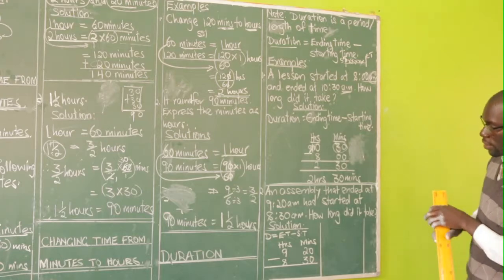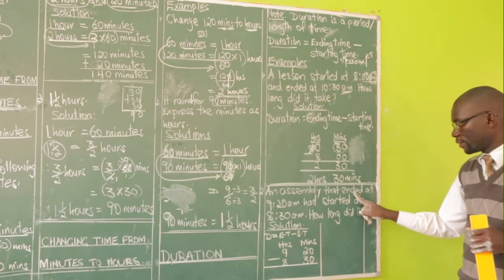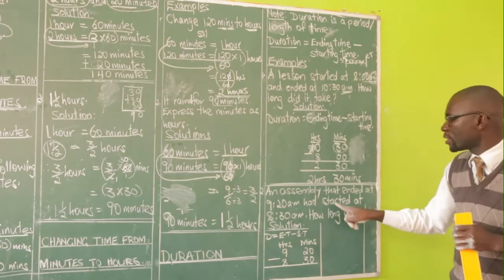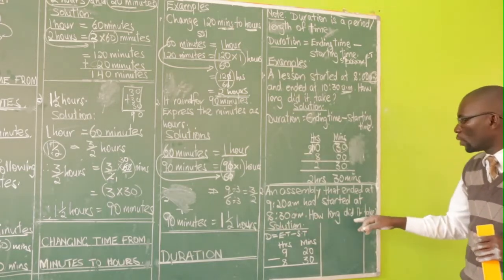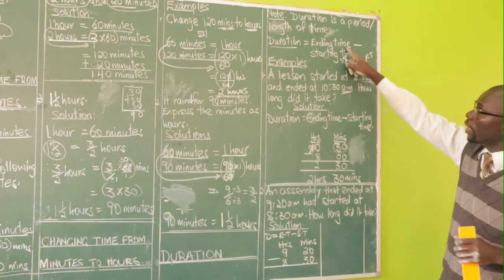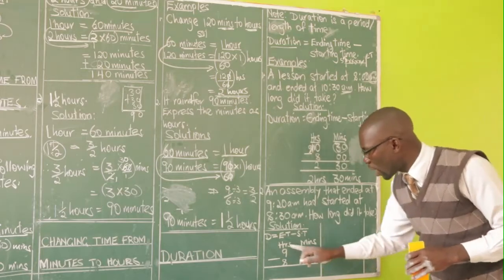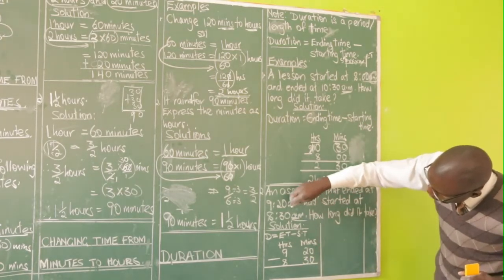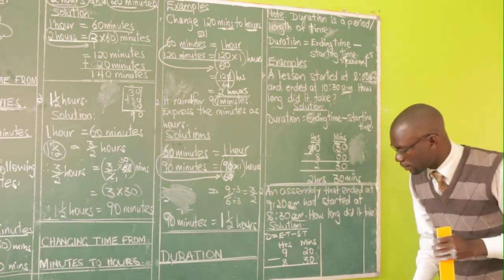So let's now look at this example here. An assembly that ended at 9:20 a.m. had started at 8:30 a.m. How long did it take? Remember, duration is ending time minus starting time. So we shall have hours and minutes. I told you, don't bring AM here. Don't bring AM here when you are finding duration, or PM.